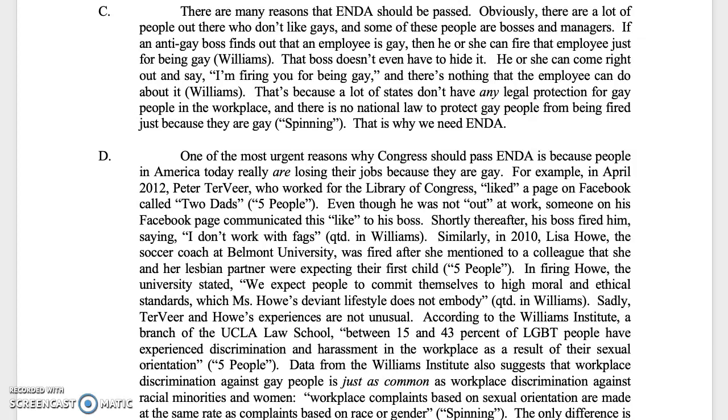First of all, the topic sentence is way too vague. Just saying there are many reasons that ENDA should be passed is not giving a specific reason in favor of the position this writer is taking. And then when you look at their evidence, it's all very vague. There's nothing specific there. It's all just kind of vague general statements with parenthetical citations at the end.